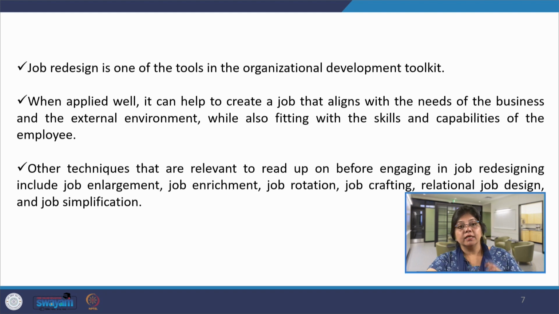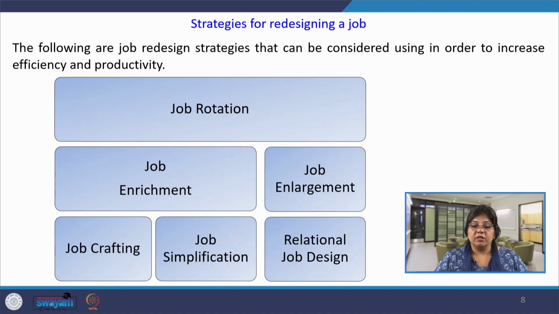So, engaging in the whole process of job redesign, there are certain effective strategies which need to be pursued in order to make that change more effective and impactful. We will talk about these approaches in the next slide. These approaches are the strategies for redesigning the jobs, and what are those strategies?